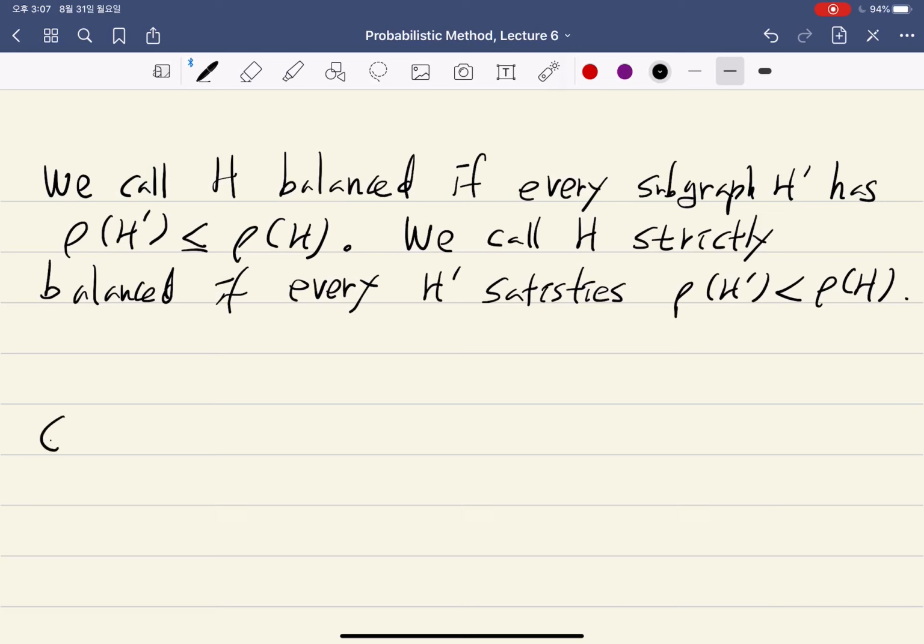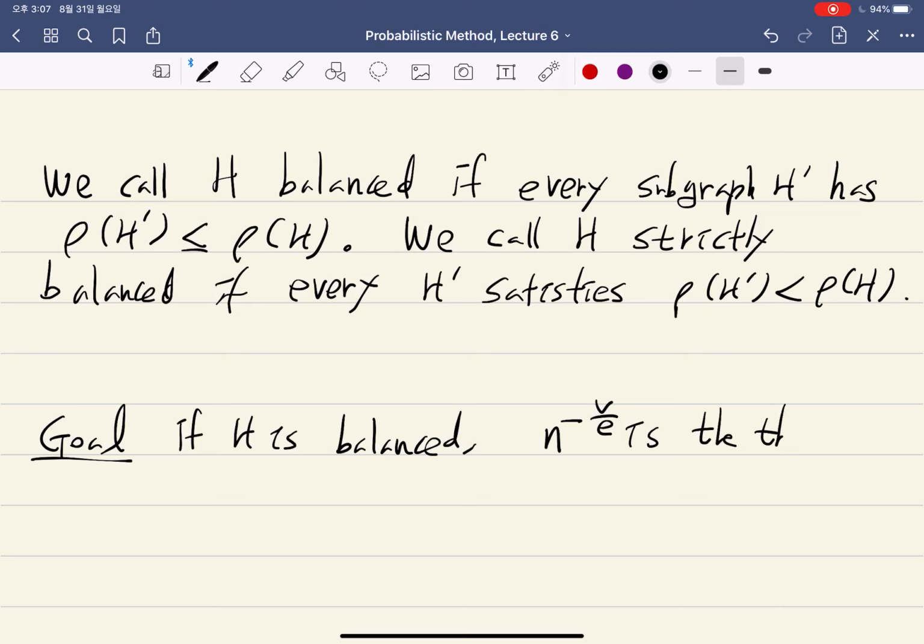So now our goal. We want to show that if H is balanced, then n to the negative v over e is the threshold function. Actually, it's a threshold function. Because by our definition, if this is a threshold function, then twice of this is also a threshold function, or 3 times of this is also a threshold function. So this is a threshold function.